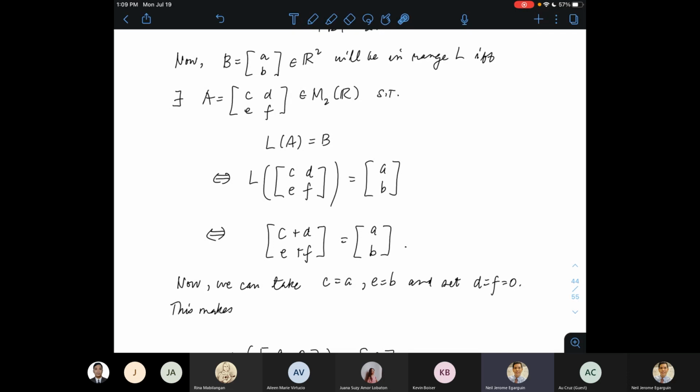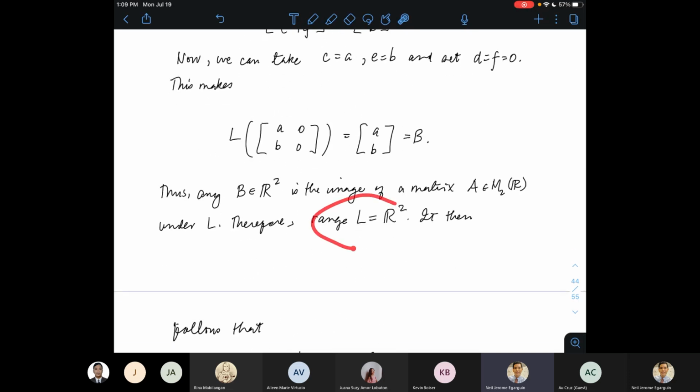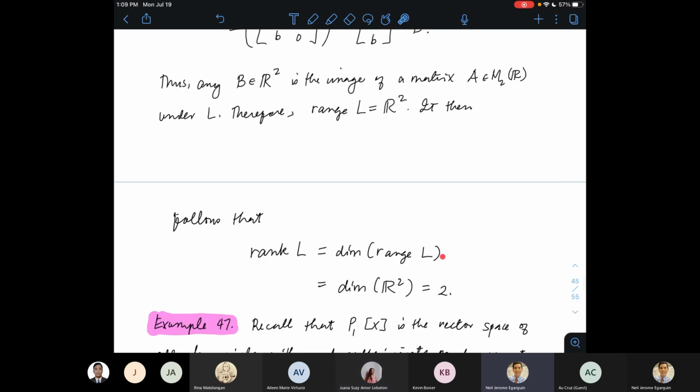All right, so is that clear how we found that L is epic? So dahil si L ay epic, ang range ng L ay R squared. And do you guys remember what is the dimension of R squared? So kapag ka meron kang vector space V to the N, ang dimension niya lagi ay N, right? So R squared, N is equal to 2, so dimension niya ay 2, all right? So the dimension of the range is equal to 2, that means the rank is equal to 2, okay?